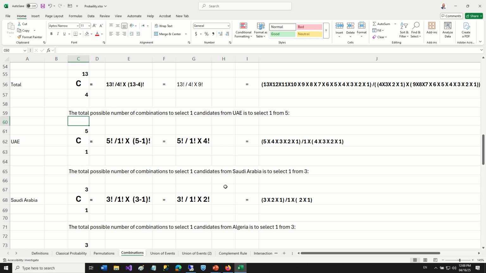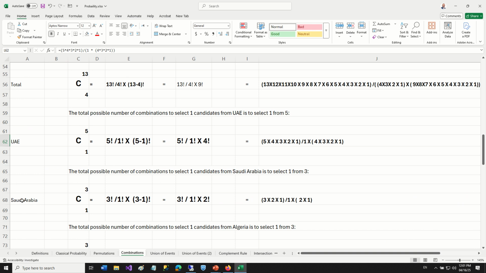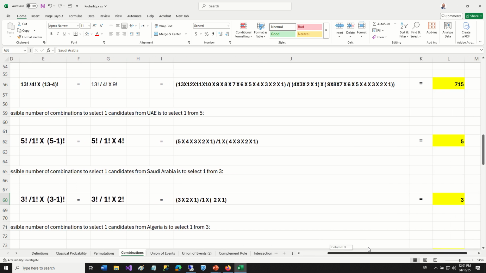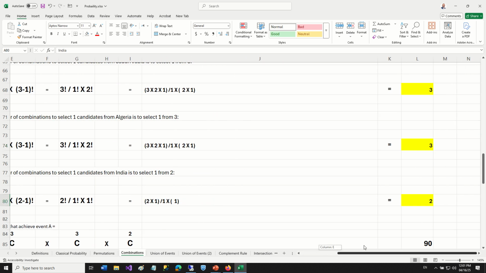Okay, select one from five. So now the combination 1 out of 5 equals 5 factorial divided by 1 factorial multiplied by (5 minus 1) factorial, which finally equals 5. Same way we are going to select 1 out of 3 for the Saudi Arabia group, that will equal 3. We will select 1 out of 3 for the Algeria group, that equals 3 also. For India, we will select 1 out of 2, which equals 2.